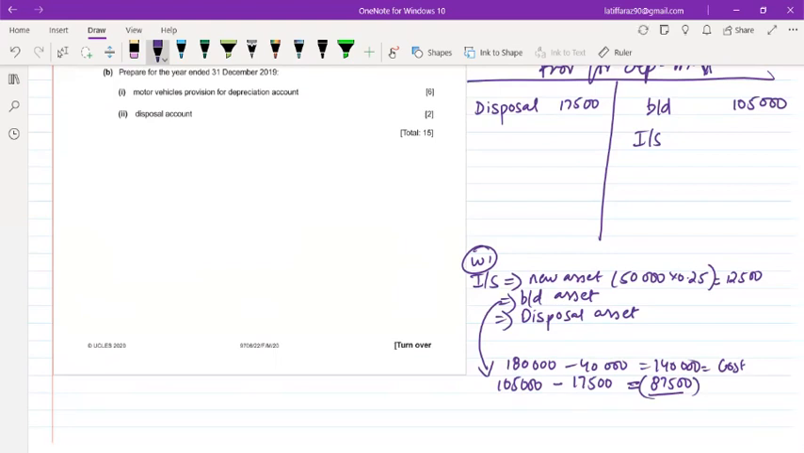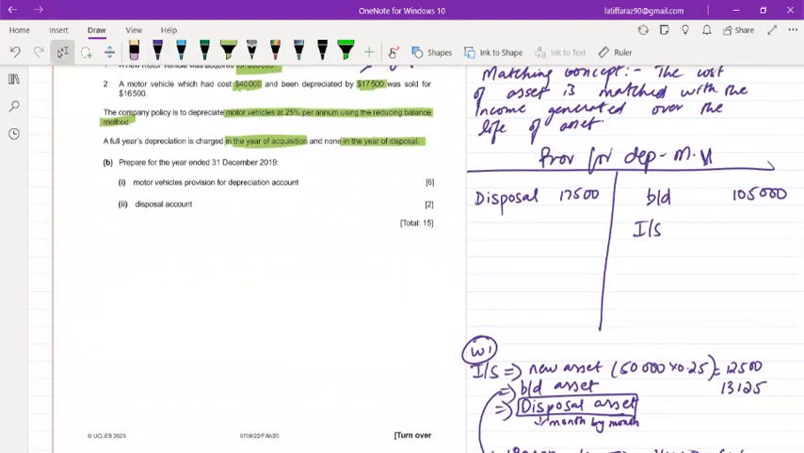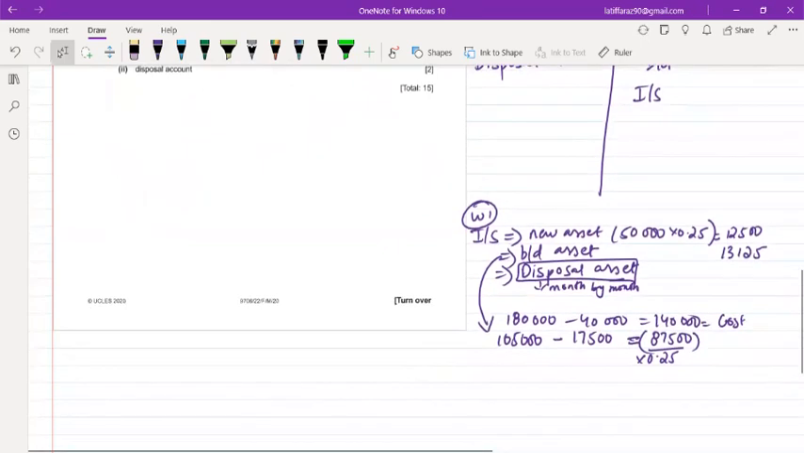Okay, then we will multiply it by 0.25, the rate of depreciation. So our depreciation will be 13,125. Okay, I have done the working separately. Now, for the disposal of asset, we have to calculate the charge for the year if the company's policy is month by month. But in the question, there is no month by month. The policy is none in the year of disposal. So there will be no depreciation charge in the year of disposal.